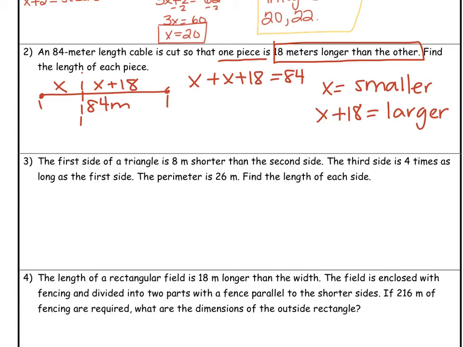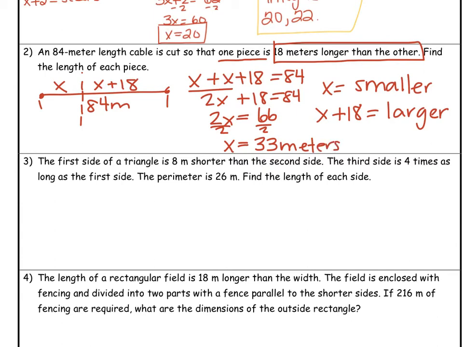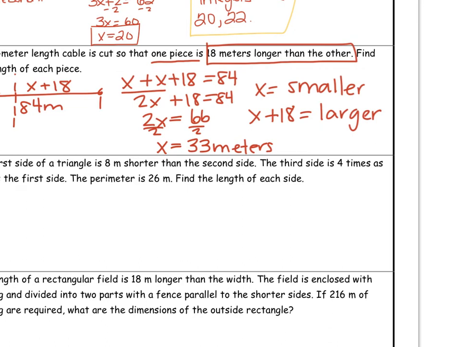I'm going to go ahead and solve it. 2x plus 18 is 84. Subtract 18 from each side. We get 2x equals 66. Divide by 2, and we get x equals 33, and it's 33 meters. So the smaller piece is 33 meters, and the larger piece is x plus 18, so the larger piece is 33 plus 18, and that's going to give us 51 meters.